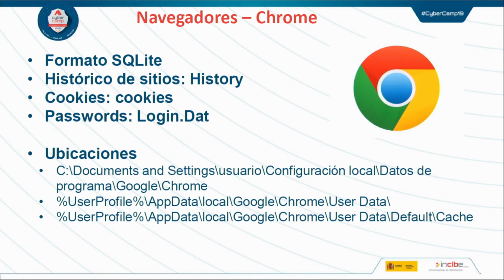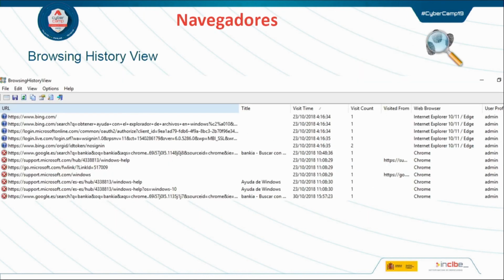And Chrome is very, very similar to Firefox. You would have everything stored in a SQLite database, and we would open it with a database viewer.